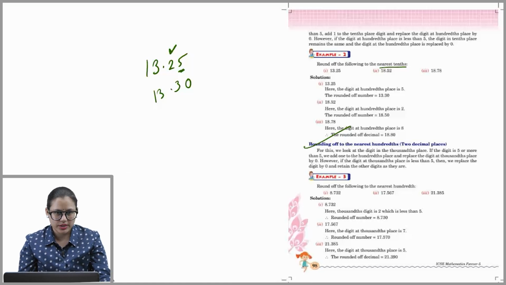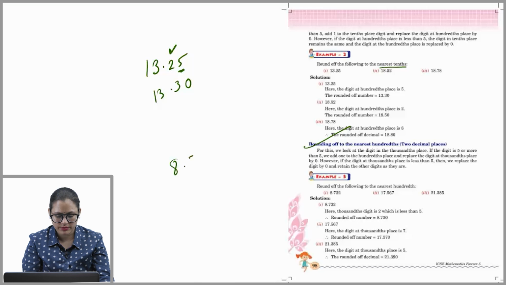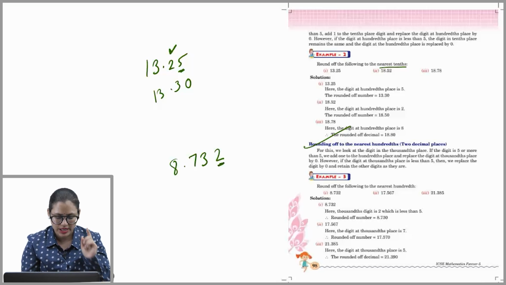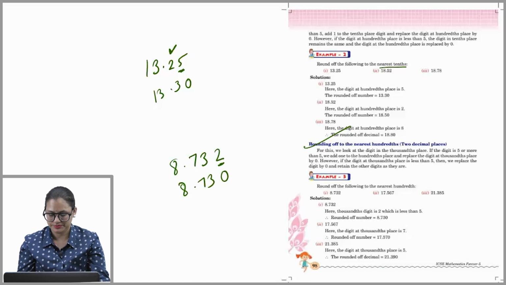Let's do example 3. 8.732, we have to round off this to the nearest hundredth. So here we can see that at 1000 place it is 2, which is less than 5. So what will happen? We will replace it by 0 and remaining digits we will write as it is, right?